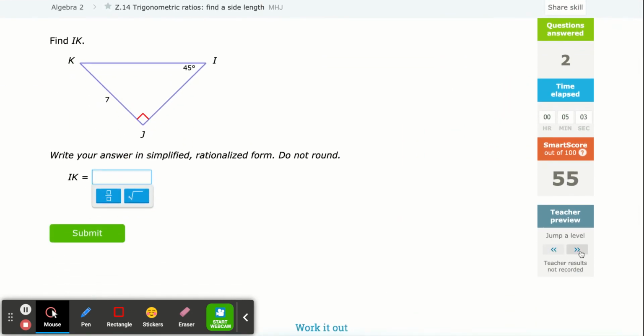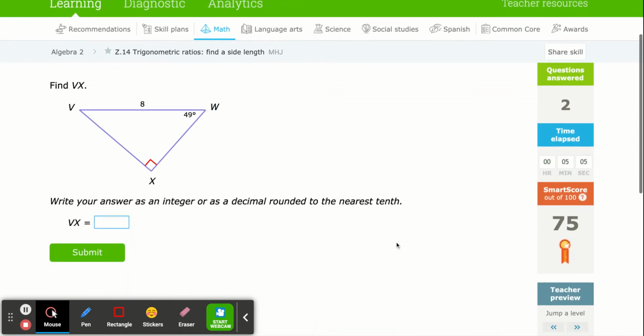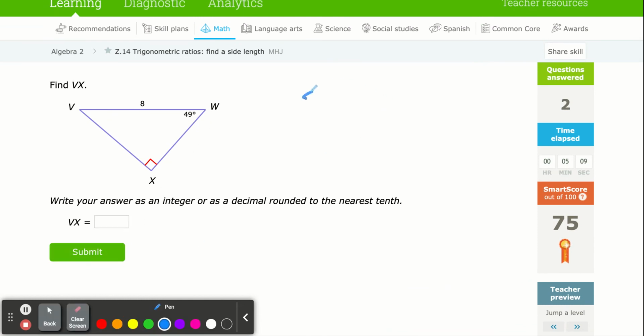Now again, I'm going to jump ahead because eventually we get to angles that are not nice measures, like 49 degrees. This is where you're going to use a calculator. Let's find out which side I need. I'm looking for Vx, which is this side here. With respect to the 49 degrees, it is the opposite side, so I will be using the sine. I'm going to take the sine of 49 degrees and set that equal to this opposite side, some unknown length x, over the hypotenuse, which is 8.